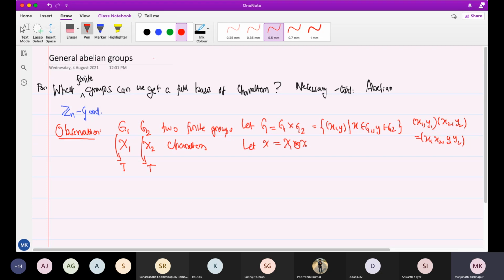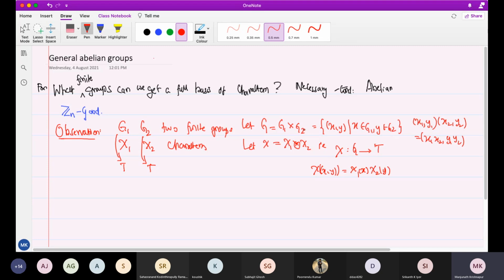What is tensor? Tensor means introducing variables. So chi of (x, y) is the tensor of these two: chi1 acts on the first variable and chi2 acts on the second variable. Don't call it a product, it is the tensor product of these two functions. In general, you can define the tensor product of two functions, and this part has nothing to do with the group structure.